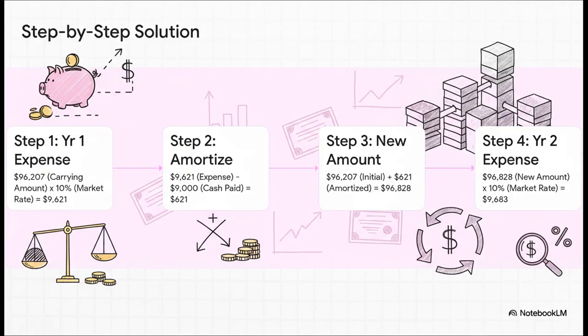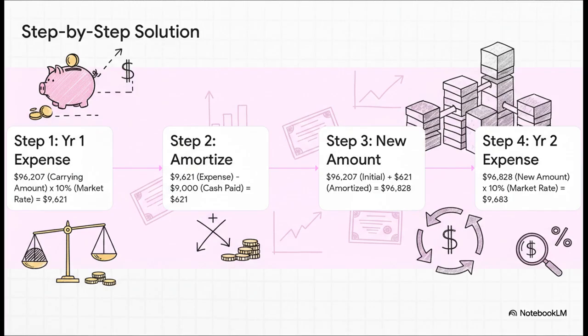So how do we figure this out? Let's just break it down. Step 1. We calculate the interest expense for the first year. We take the initial book value times that 10% market rate, which gets us $9,621. Step 2. Let's see how much of the discount we've accounted for. We take that expense and subtract the actual cash paid, which is $9,000, and the difference is $621.